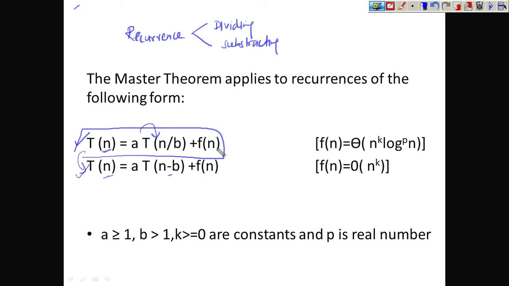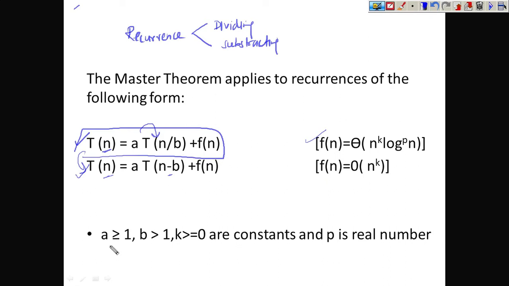Now here we have a function represented by n to the power k, log n to the power p, and f(n) equals big O of n^k. Keep in mind that Master theorem is only applicable to a recurrence relation provided it satisfies these conditions, on some constant values that we have used here.